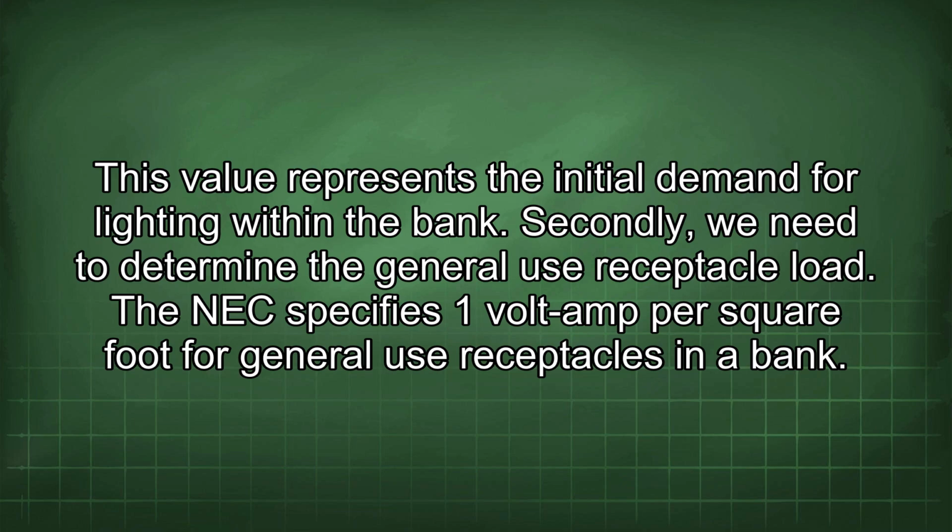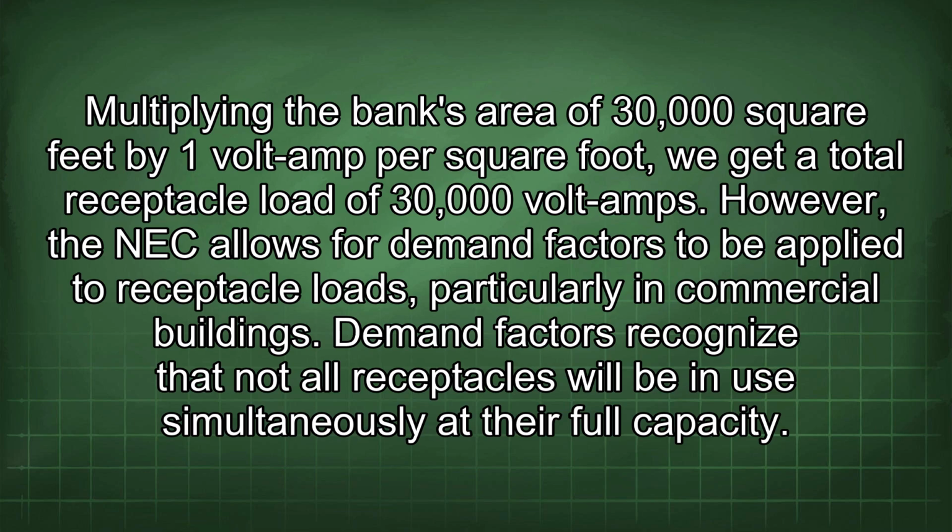Secondly, we need to determine the general use receptacle load. The NEC specifies 1 volt-amp per square foot for general use receptacles in a bank. Multiplying the bank's area of 30,000 square feet by 1 volt-amp per square foot, we get a total receptacle load of 30,000 volt-amps. However, the NEC allows for demand factors to be applied to receptacle loads, particularly in commercial buildings.